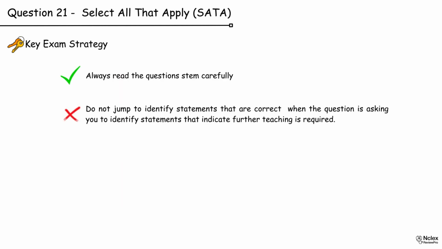Now here's a key exam strategy reminder. Always read the question stem carefully. Do not jump to identify statements that are correct when the question is asking you to identify statements that indicate further teaching is required. That wording completely changes your target. On the NCLEX, need further teaching means you are looking for unsafe, incorrect, or misunderstood statements. If you rush, you will pick the true statements instead of the wrong ones.